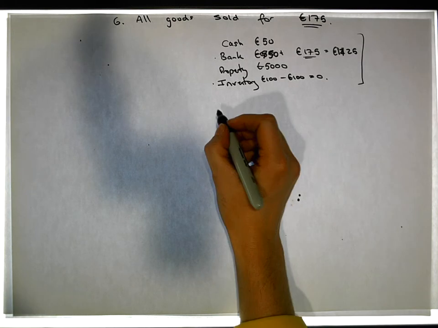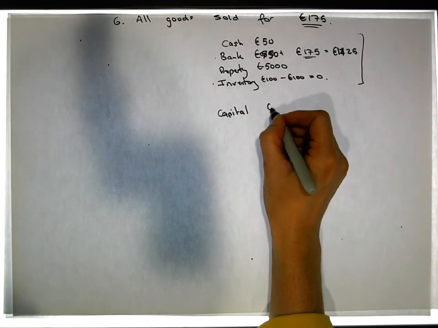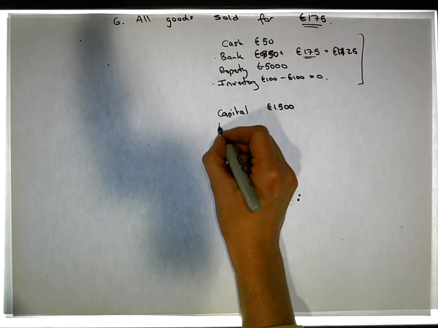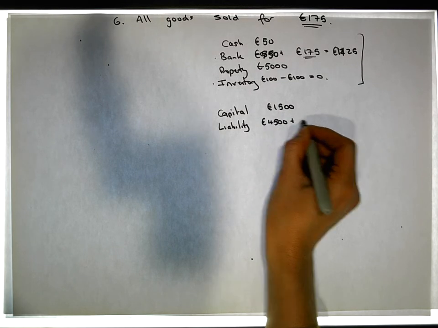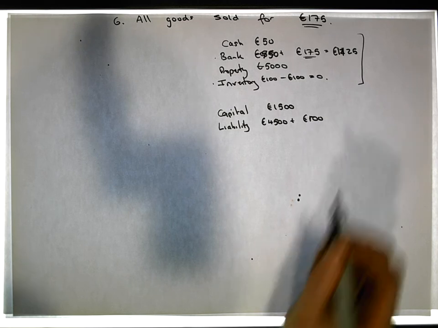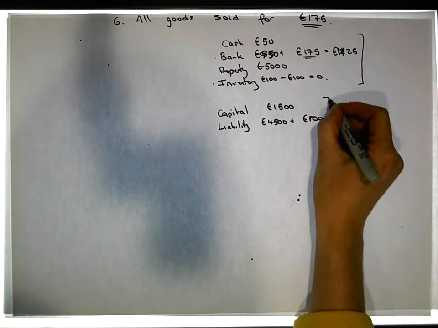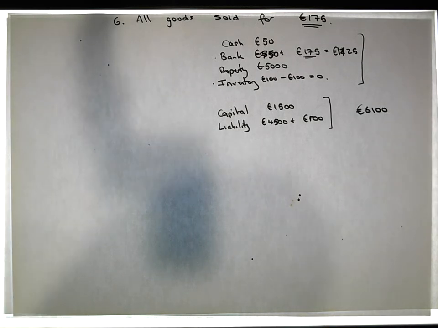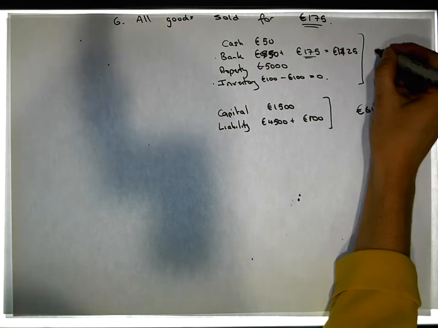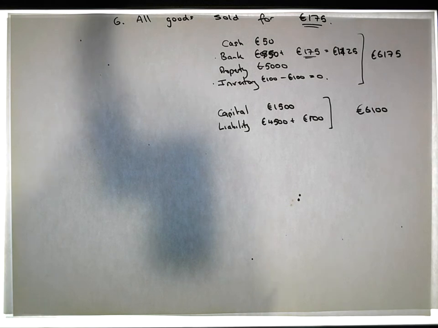Our capital hasn't been impacted because we still owe Chris 1,500, and our liability hasn't been impacted because we still owe the bank £4,500, and we still owe the supplier €100 for the goods that we bought. So does this still balance? We've 6,100, but in our assets we've 50 plus our 1125 plus our 5 is 6175. So what's the difference? What's the €75 difference? It is the profit we made on the goods. And any profit we made on the goods is reinvested back into the business through the capital line.